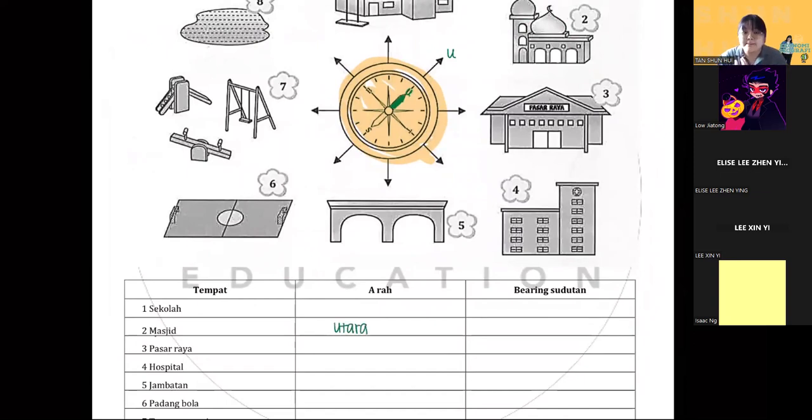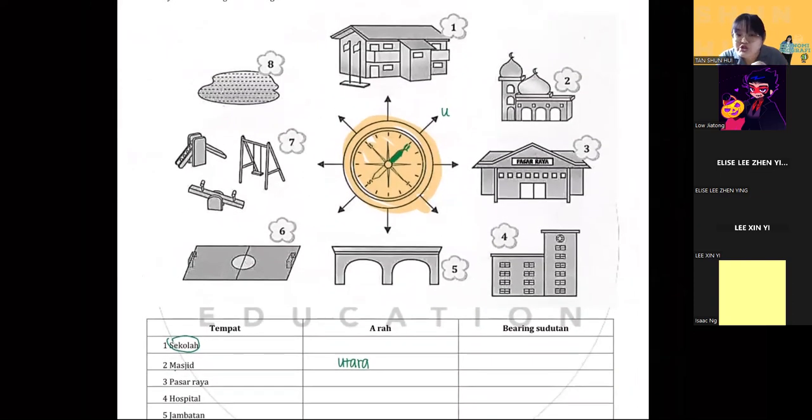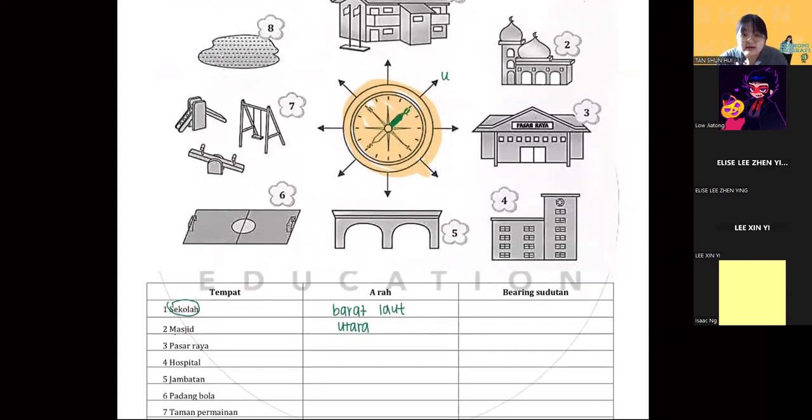Okay, now, these are some tricks where normally they will trick you here. So if masjid is utara, do you know where sekolah is? Sekolah should be in what direction? Yes, good. Barat laut. Great. Now, how about Pasar Raya? Follow the sequence. Utara already. The next one should be what? Yes, good. Timur laut.